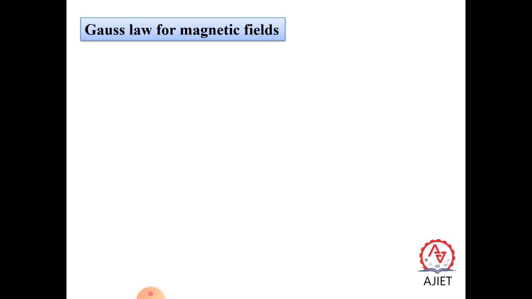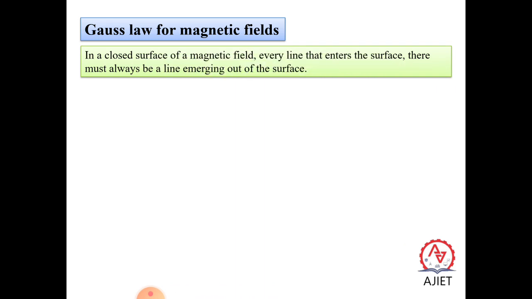Gauss law for magnetic field. So what is this Gauss law for magnetic field? Let us see the statement. In a closed surface of a magnetic field, every line that enters the surface must be a line emerging out of the surface. So the Gauss law tells you that in a closed magnetic field, every line that enters the surface is a line which moves away from the surface. Okay.